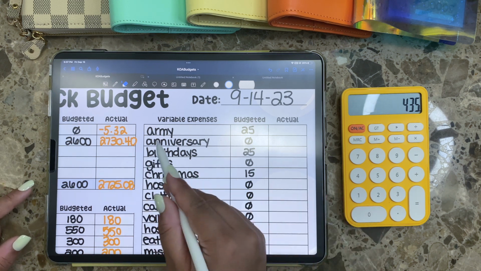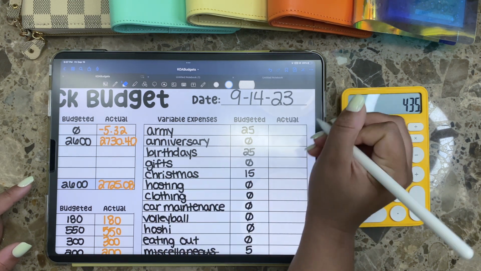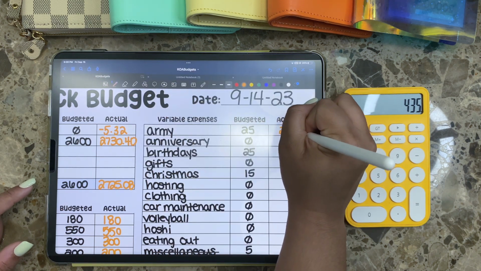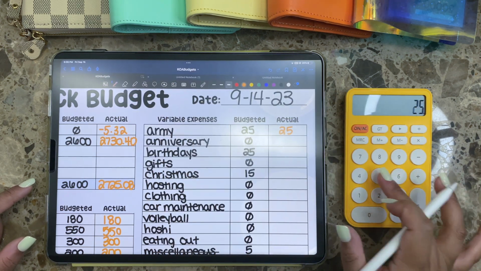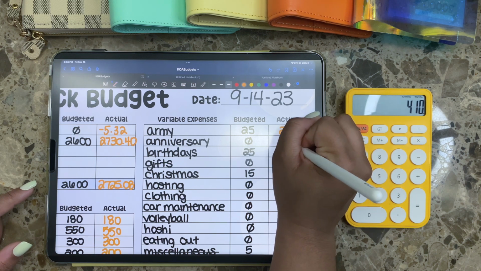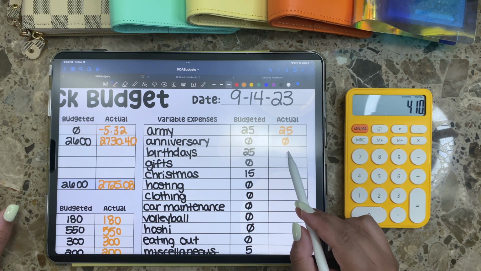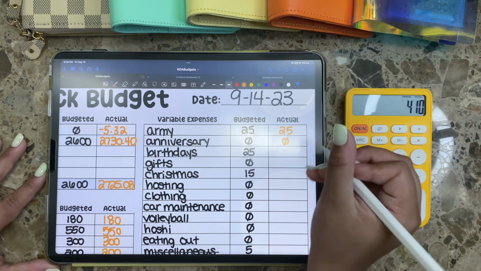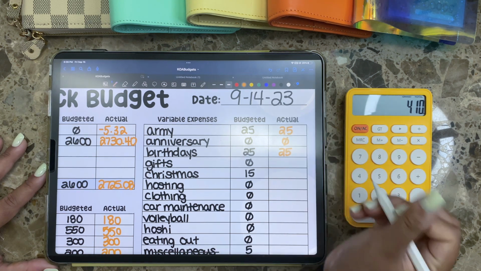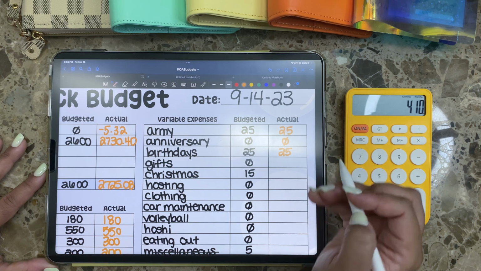But we'll start off with the Army envelope. So this is for my husband's haircuts. We'll subtract 25. Anniversary gets 0. We already had our anniversary this year, so come January, we'll start budgeting for it then. Birthdays will get 25 because my husband's birthday is at the end of the month.